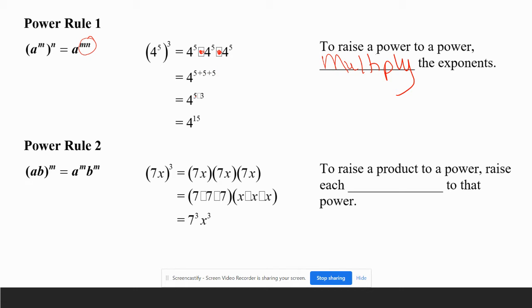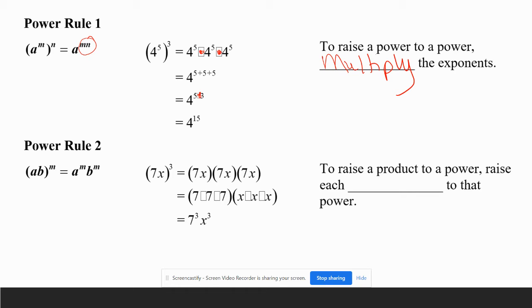Or we could say instead, well, what is 5 times 3? 5 times 3 is 15. 5 plus 5 plus 5 is 15. So either way, we get to 4 to the 15th. It's just a shortcut to help us with getting to that simplified version a little bit quicker.